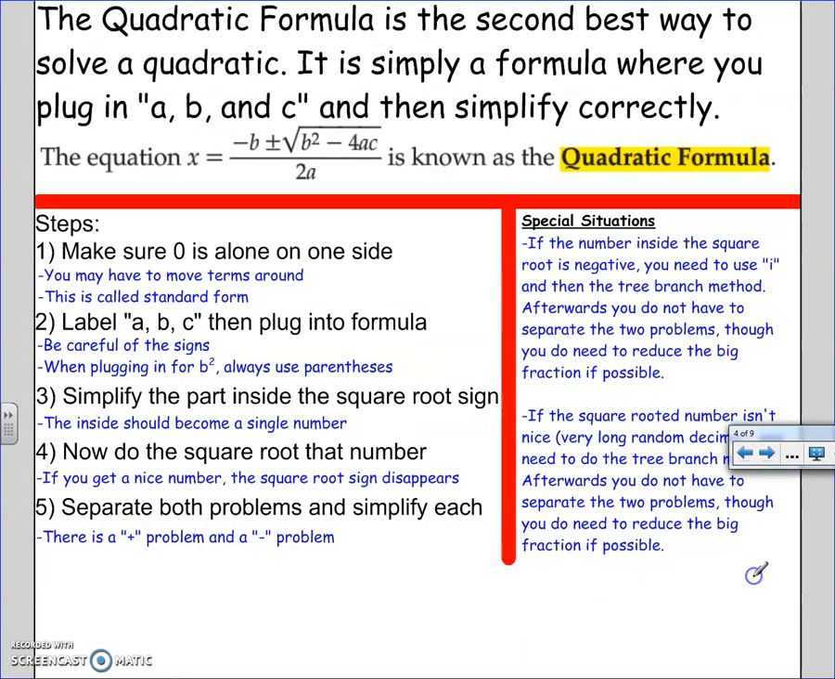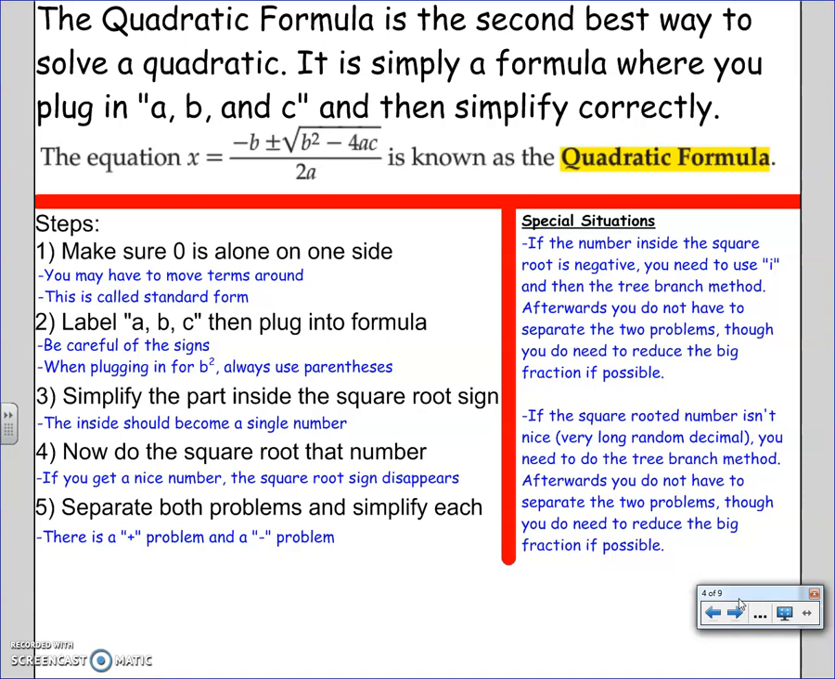Alright, option 2 is the quadratic formula. Again, it's the second best way to solve quadratics. You just plug in a, b, and c, and simplify correctly. So the equation is negative b plus or minus the square root of b squared minus 4ac, all over 2a.